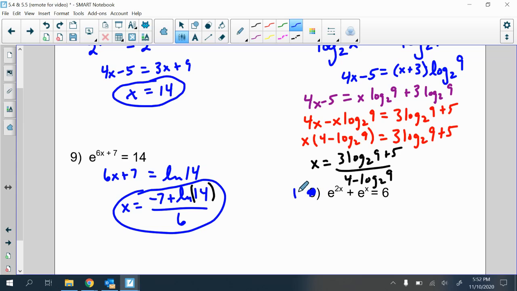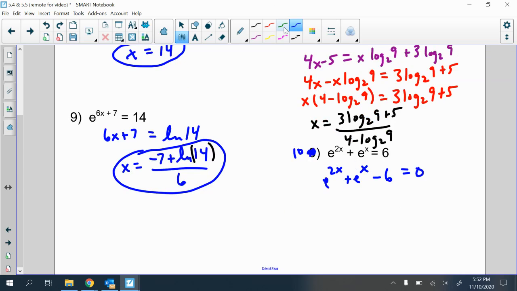Finally, number 10. If I have e to the 2x plus e to the x, what I might want to do is subtract 6 from both sides. And then notice that this looks a whole lot like a squared plus a minus 6. This looks very similar, so I can actually factor this. So I would factor this to be e to the x plus 3 times e to the x minus 2.